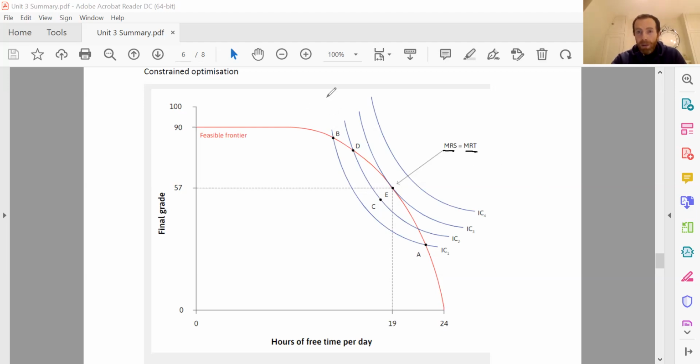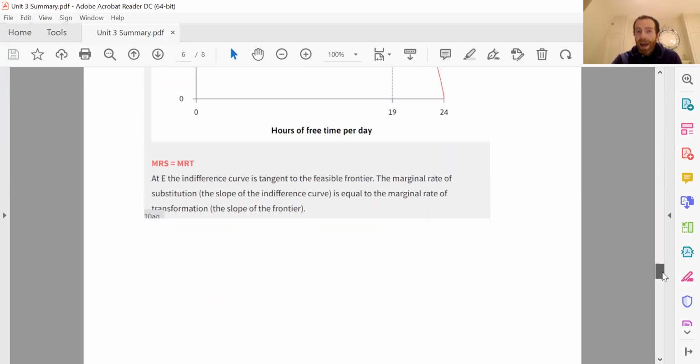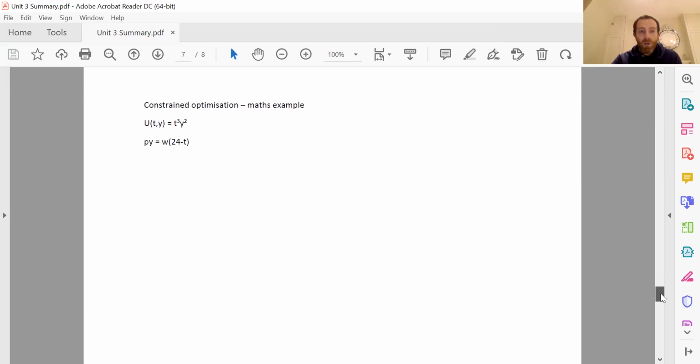Now, there is another way to find this, which we can use if we actually know an equation for the feasible frontier and an equation for the utility. And so that's what I'm going to run through next. But just before I do that, I'm going to take a quick little pause.